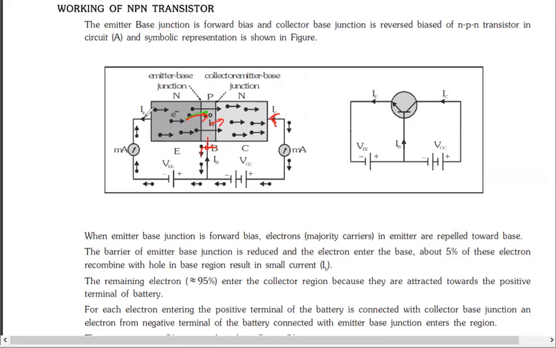So can I say that IE is equal to IC plus IB? Yes or no? IE is equal to IC plus IB, by Kirchhoff's junction law. Okay, very good, everyone.